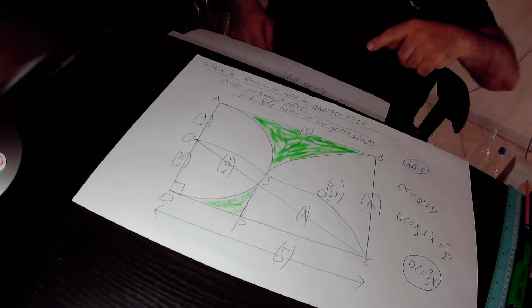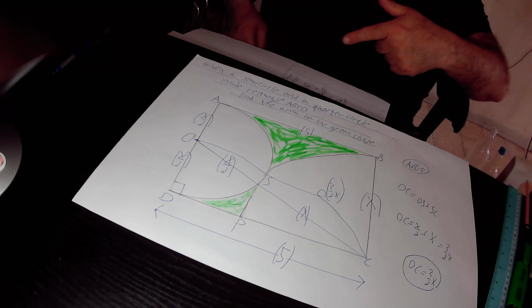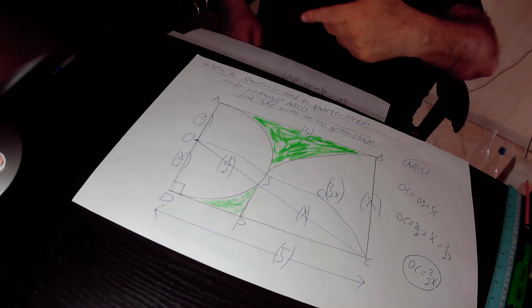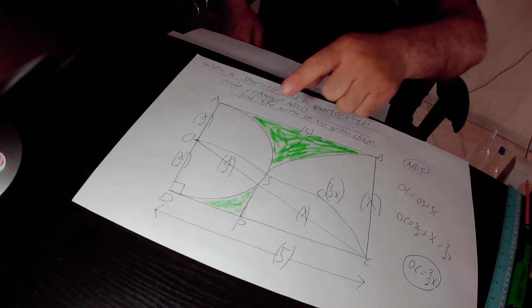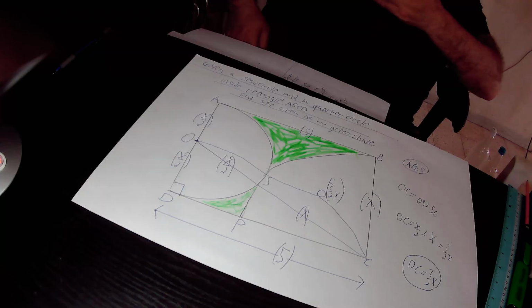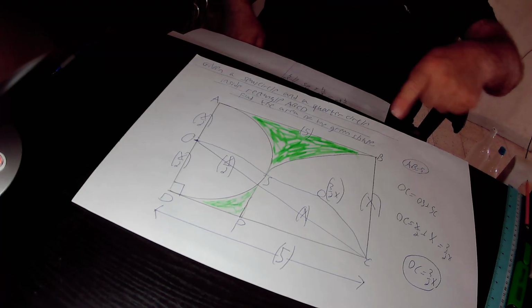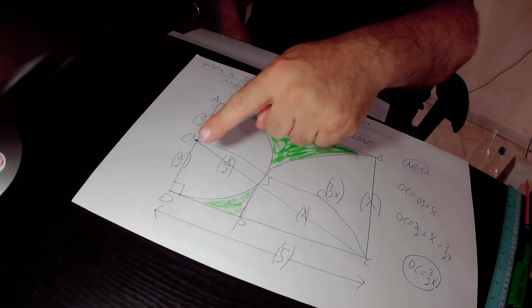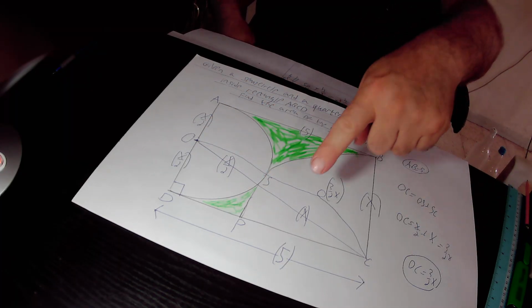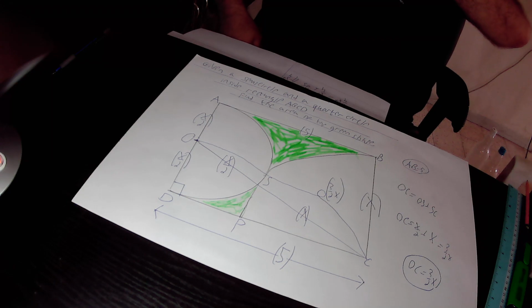We also know that ABCD is a rectangle, and all the angles inside any rectangle are right angles. So this angle is a right angle. And we also know that the opposite sides of a rectangle are equal to each other. So in rectangle ABCD, side AB must be equal to the opposite side DC. But AB is 5, therefore DC must also be equal to 5.